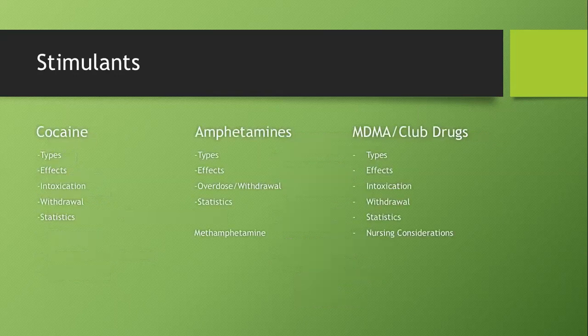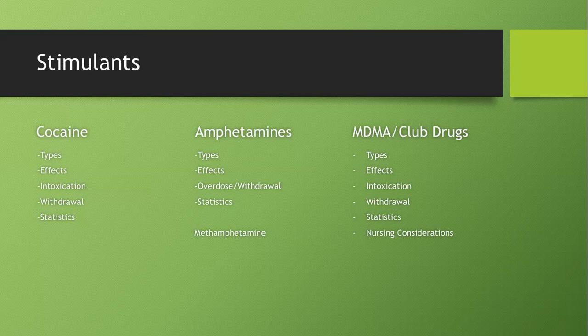Stimulants are another type of medication. They're usually categorized as cocaine, amphetamines, or MDMA, or club drugs. So cocaine can be snorted, injected with water, or smoked. Crack cocaine is another example of cocaine, and this is when they mix cocaine with water and baking soda or sodium bicarbonate, and they boil it until it crystallizes. Then they break up those crystals and smoke it.